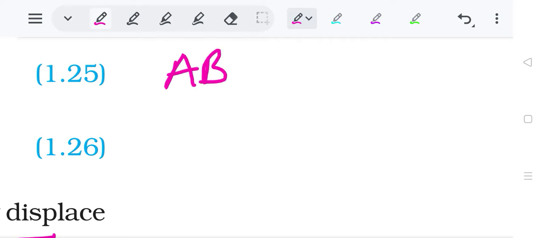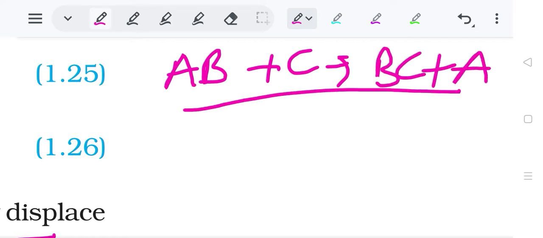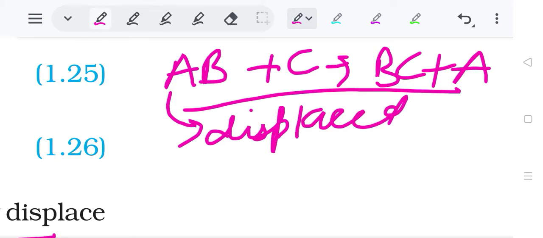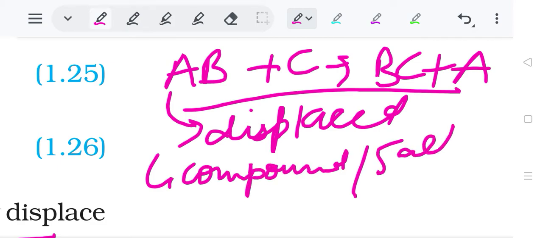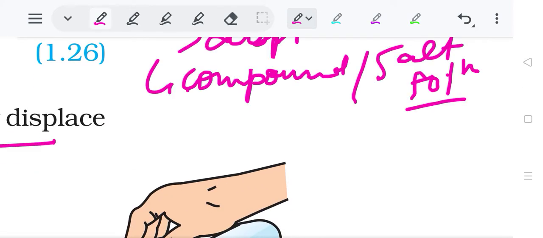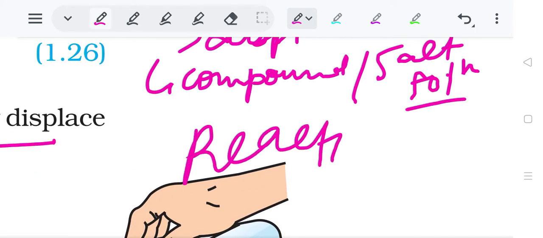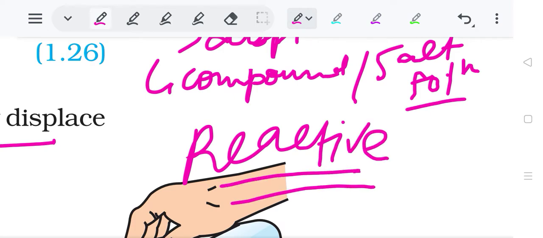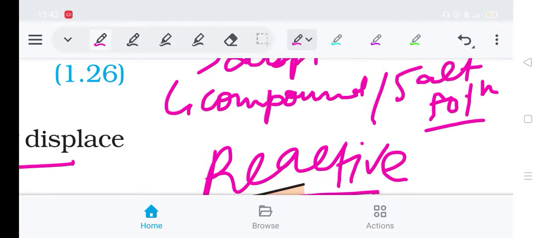I have an AB salt solution. When I add C, it forms BC, and A is displaced. So here A is displaced from its compound, you may say, or salt solution. So what happens here is, why can it displace? Because it is more reactive. When it is more reactive, it will displace it.